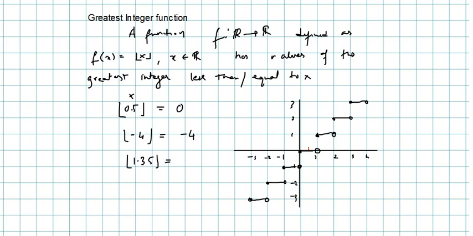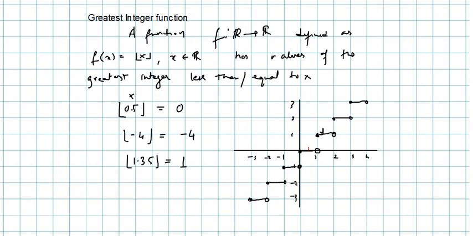If I look at the graph, 1.35 will be, let's say, somewhere here. So the lowest integer would be here, what? 1. So it should be 1. If you understand the graph, it will be very easy. It will help you to understand.